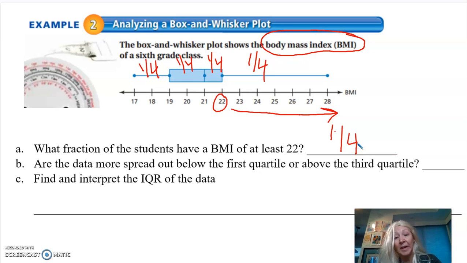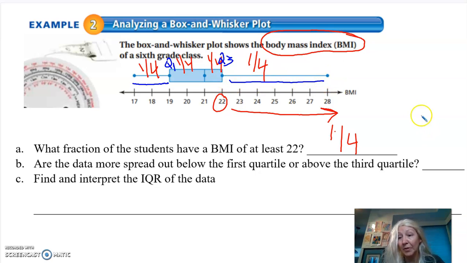Are the data more spread out below the first quartile or above the third? So here is the first quartile, Q1 is right here and Q3 is right here. Which one's more spread out? This part of the whisker or this part of the whisker? Well, definitely the one above the third quartile because the whisker is longer. So I'm going to say above Q3.